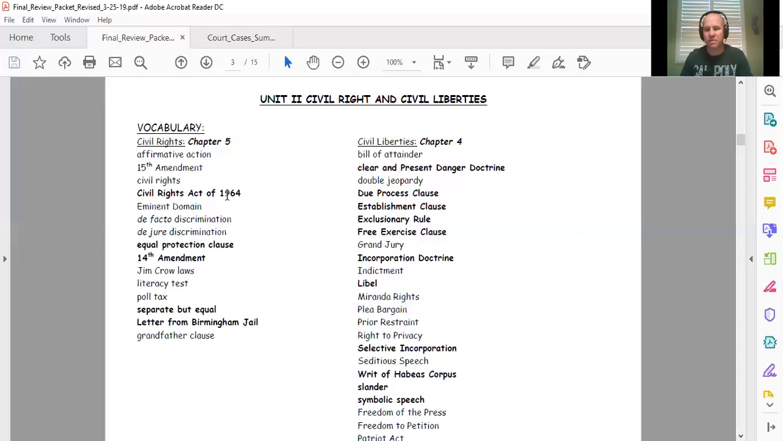And then Title VII of the Civil Rights Act deals with gender discrimination in hiring of people. So Title VII bars gender discrimination in hiring practices.